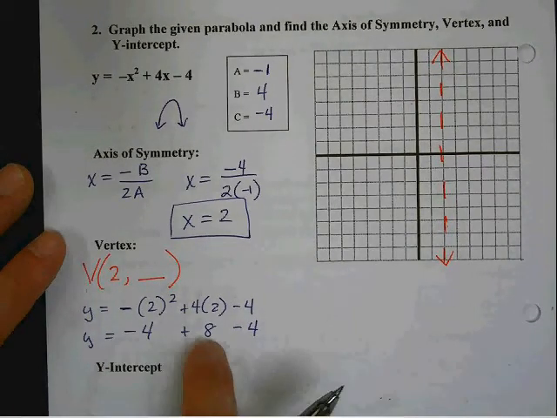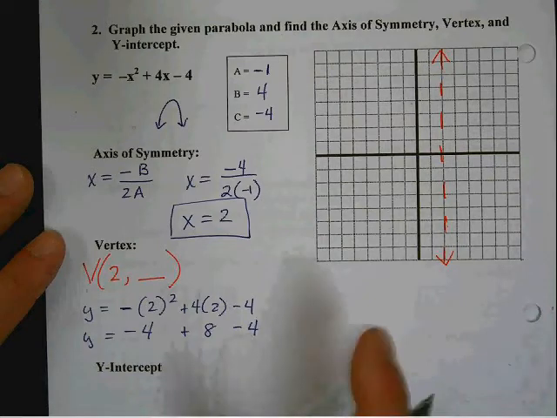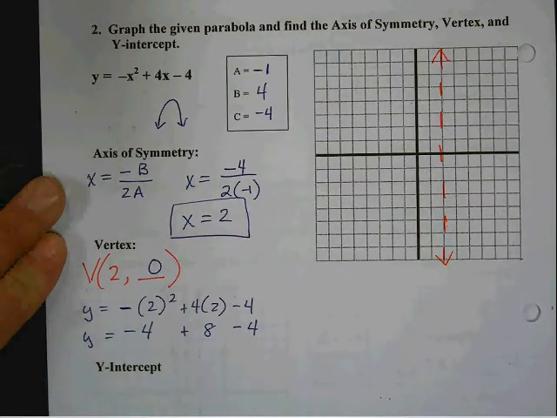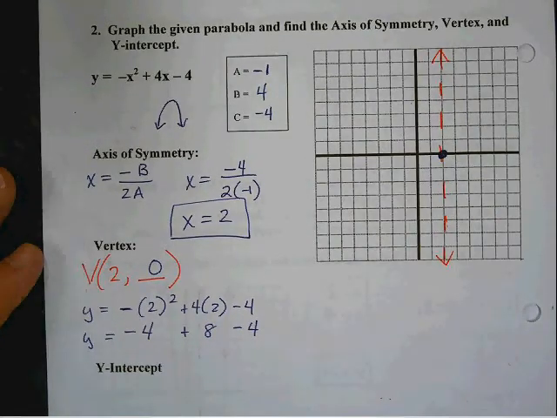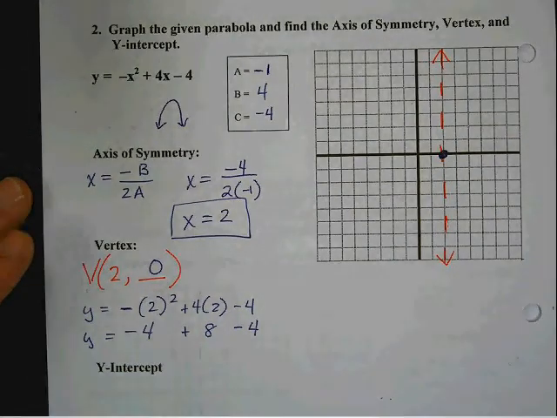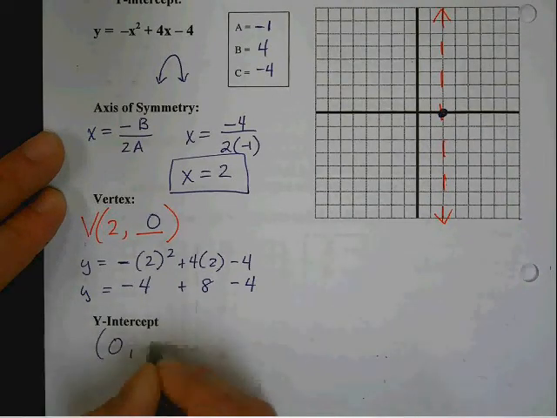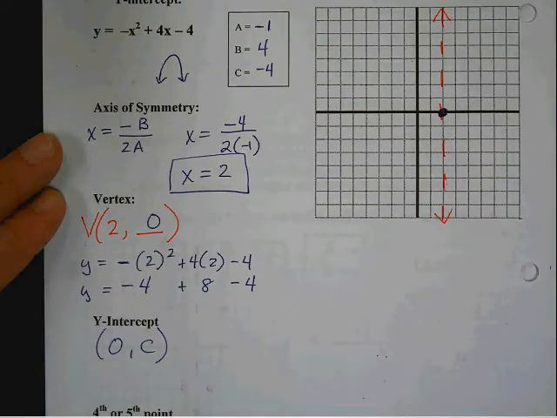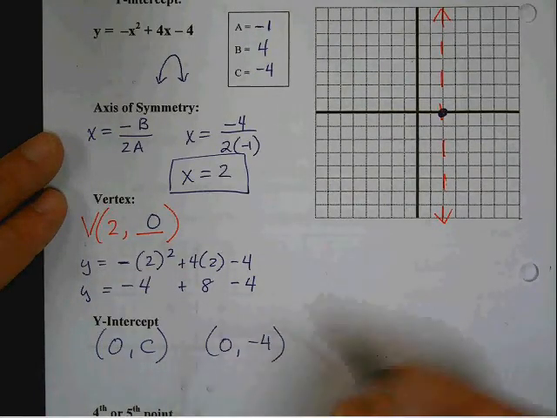So I have negative 4 plus 8 minus 4. That looks to me like it's what? 0. So plot the point 2, 0. All right, easiest point on the graph. 0 comma c. What's my value of c? Negative 4. So 0 comma minus 4.